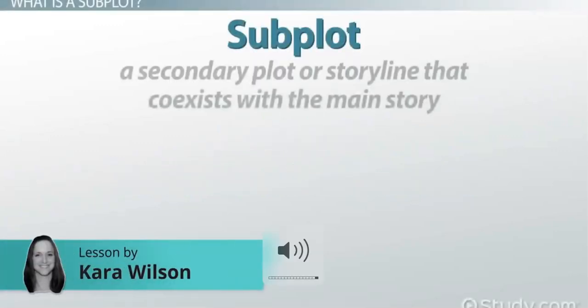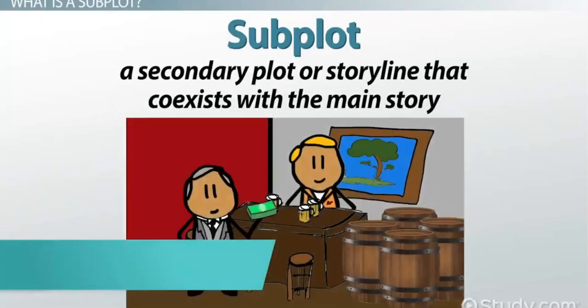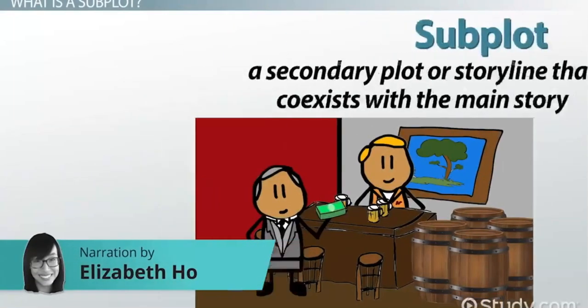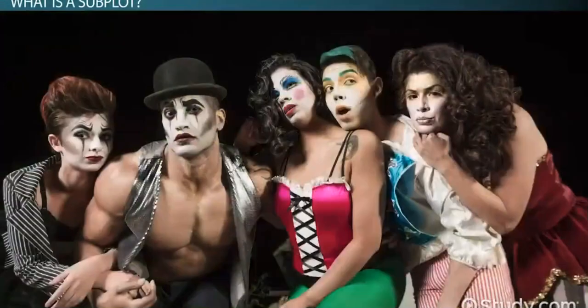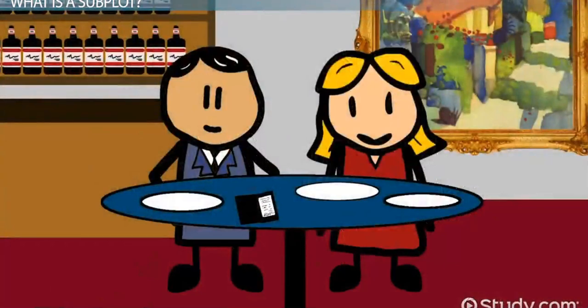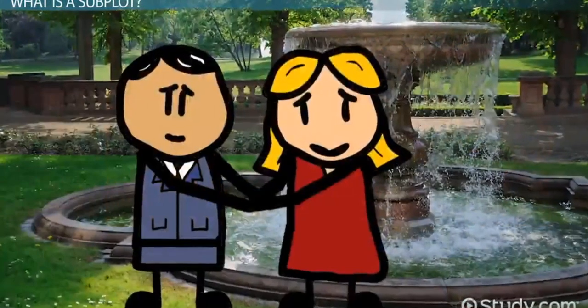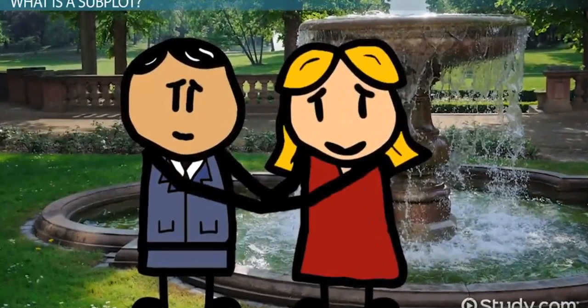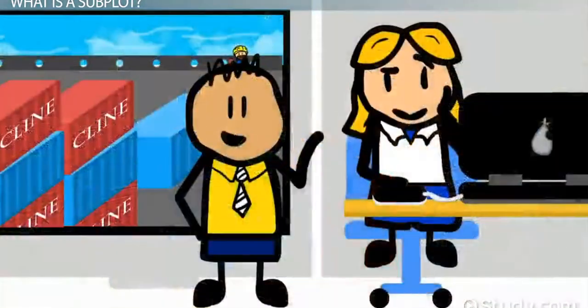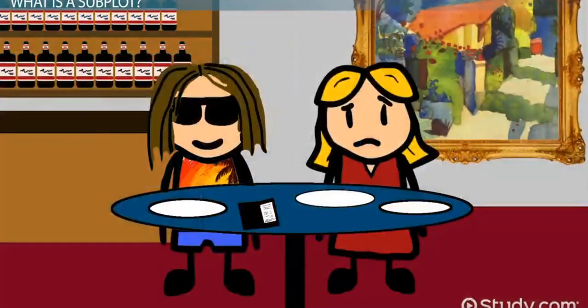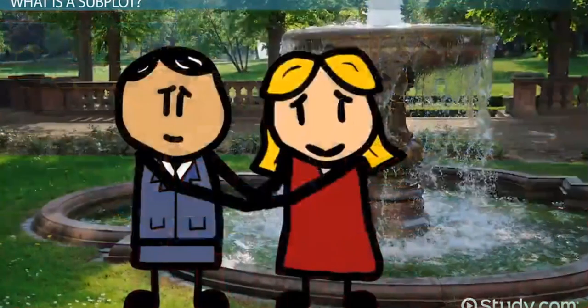A subplot is a secondary plot or storyline that coexists with the main story. Subplots are often a part of novels, short stories, plays, movies, and television shows. Many romantic comedies today involve a love story in which two characters find their way to each other, break apart after something bad happens, and then reunite right before the movie ends. But let's say this love story has the added bonus of a quirky best friend who works with the female lead and is constantly setting her up with all of the wrong guys. This subplot, or minor story, adds to the overall story.